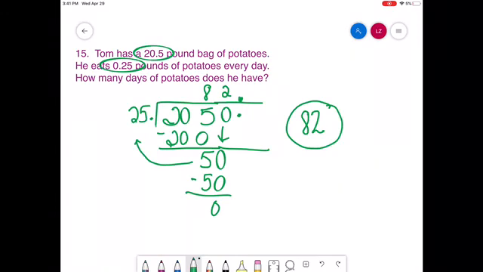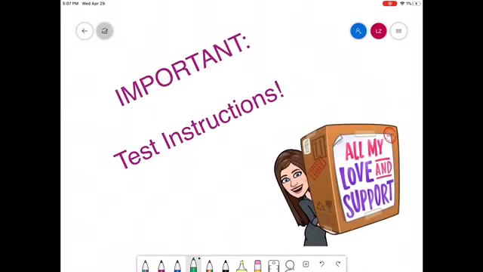Okay, so now we've done 15 problems together, or 14 problems actually. These are very, very similar, almost exact same type of directions that you will see tomorrow on your test. So that's all you need to do. You are ready for your test tomorrow. I'm excited for you guys. You are going to do a fabulous job. So just some really quick, very important instructions on your test. You are going to take your test both on paper and digitally, so listen very closely.